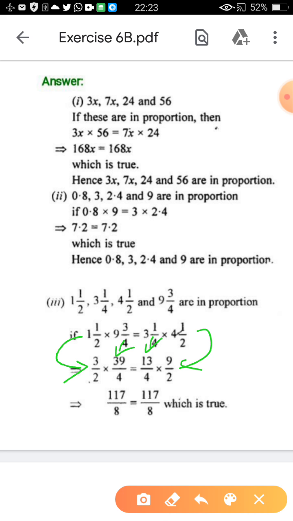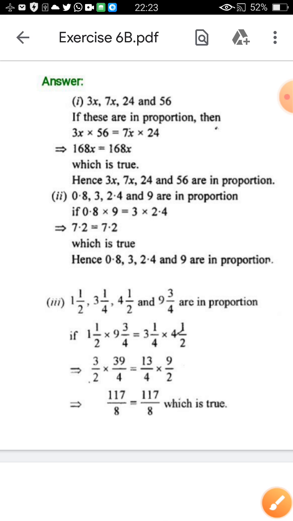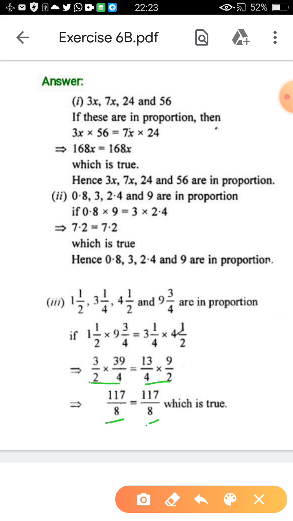Okay, then multiply the right hand side and left hand side. So 2 4s are 8. So I have written 8 here. 4 2s are 8. I have written 8 here. Then 39 into 3, which will be 117, and 13 into 9, which will be 117.